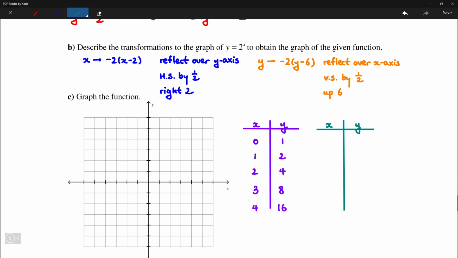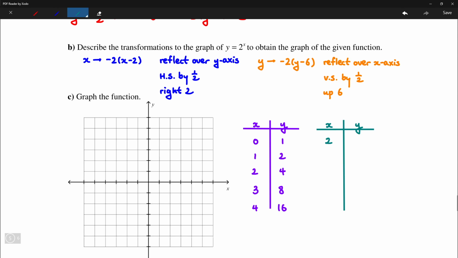X and y once again. Let's say, for example, we have the point (0, 1). The x-coordinate 0 will undergo the reflection over the y-axis and a horizontal stretch by 1/2, which doesn't change the value of 0. And then it will be moved to the right 2 spaces, so the x-coordinate becomes 2.